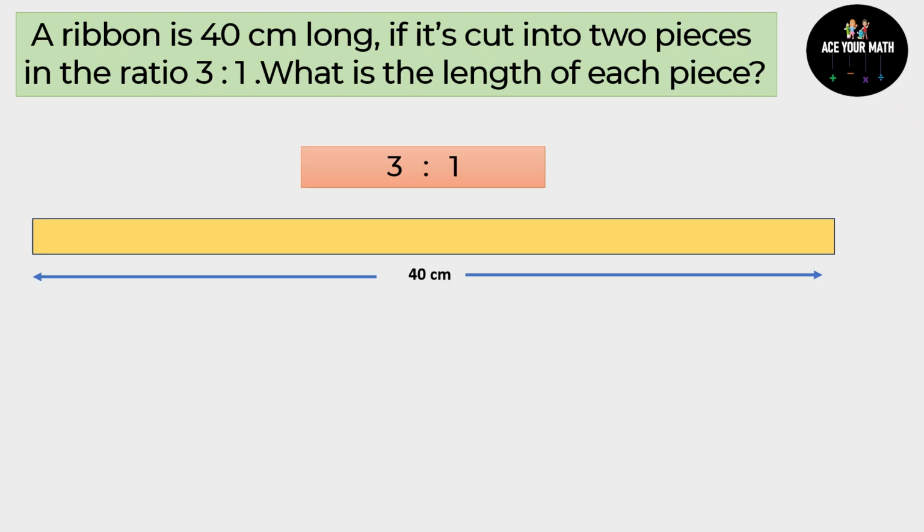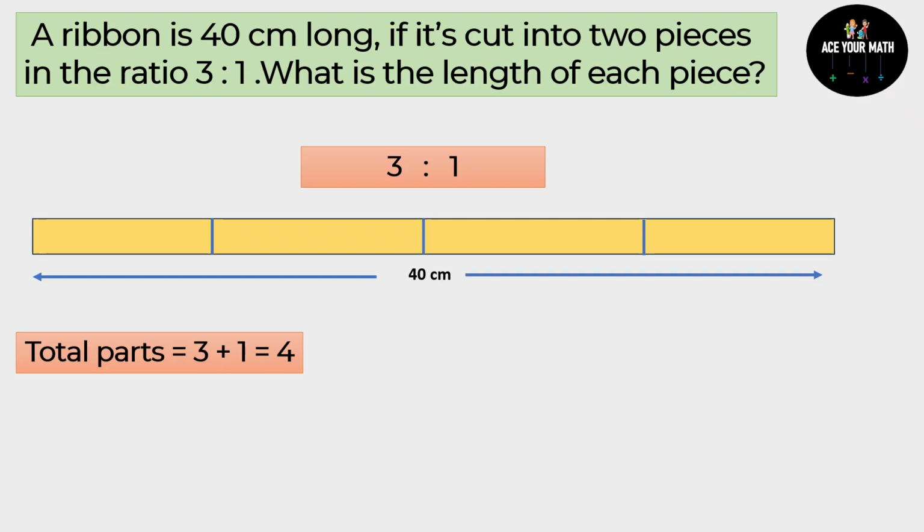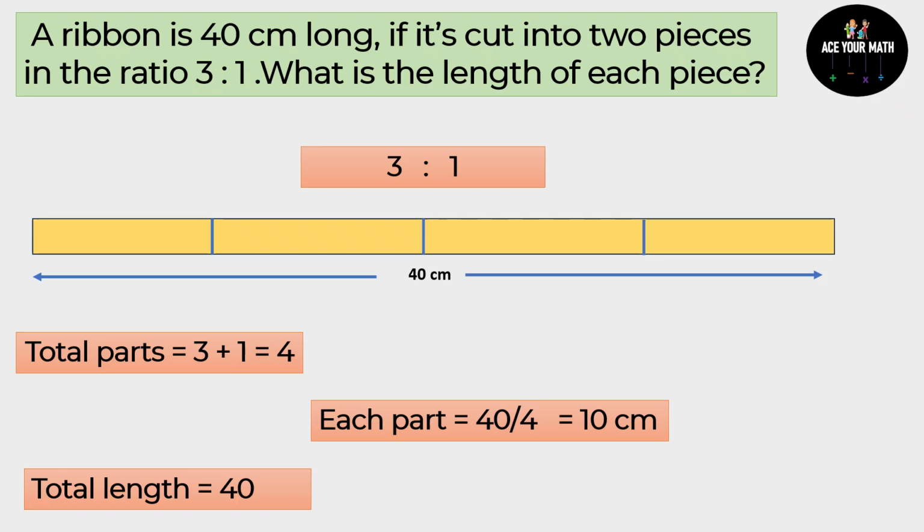So how many total parts are there? Add this ratio. 3 plus 1 will give you 4 parts. So it means you will first divide this ribbon into 4 equal parts. Now how will you find the length of each part? The total length given to you is 40. You will divide this 40 by the total parts, which are 4. So when you divide 40 by 4, you will get 10 centimeters. It means the length of each part is 10 centimeters.